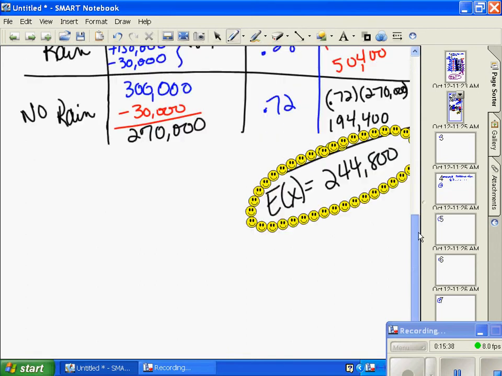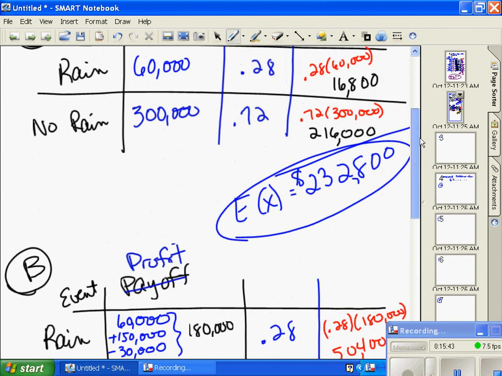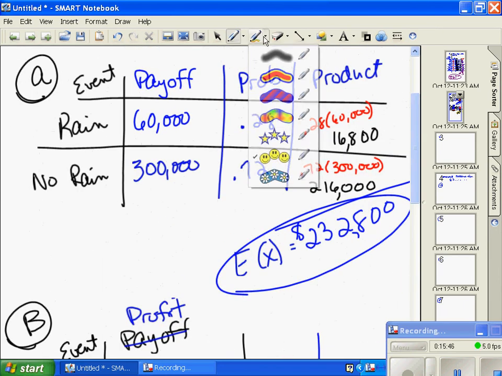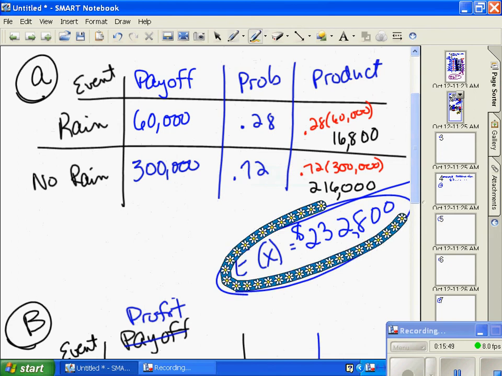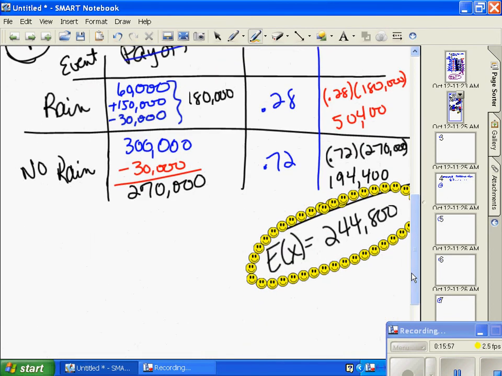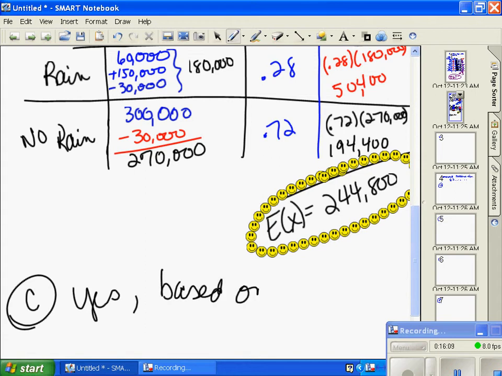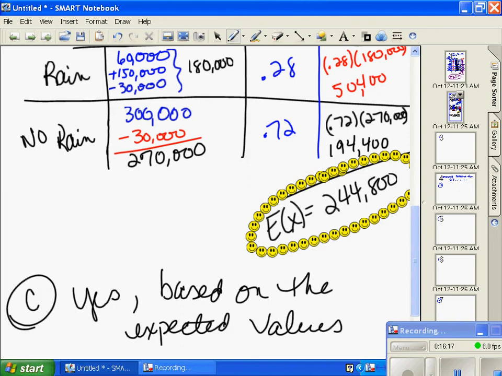Okay, so the big question is, part C, based on expected earnings, should Mr. Richmond buy an insurance policy? Well, with the insurance policy, he's making $244,800 for the expected value. Without the insurance policy, let's make that one a little fun too, he was making $232,800. So as you can see, it's to his benefit to buy the insurance policy. So letter C, yes. Yes, buy the insurance policy based on the expected values. There it is. There's number 6.